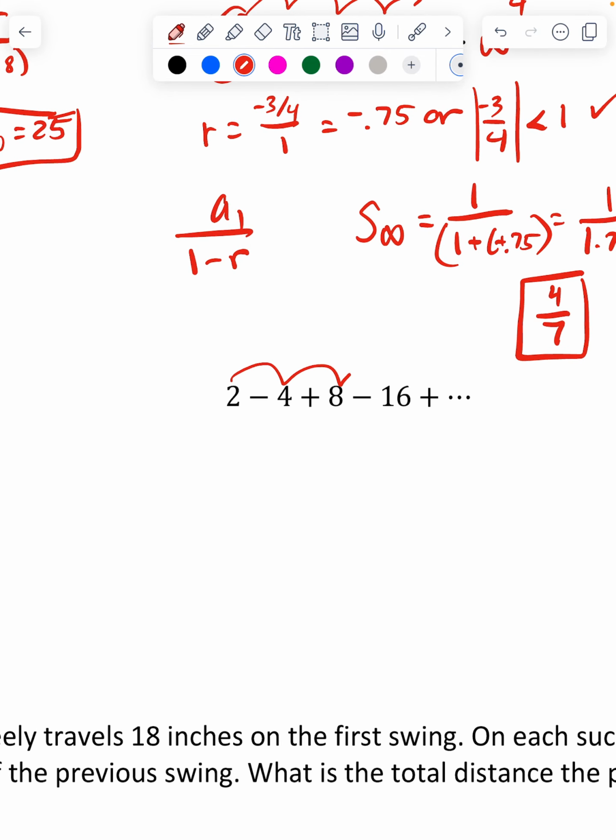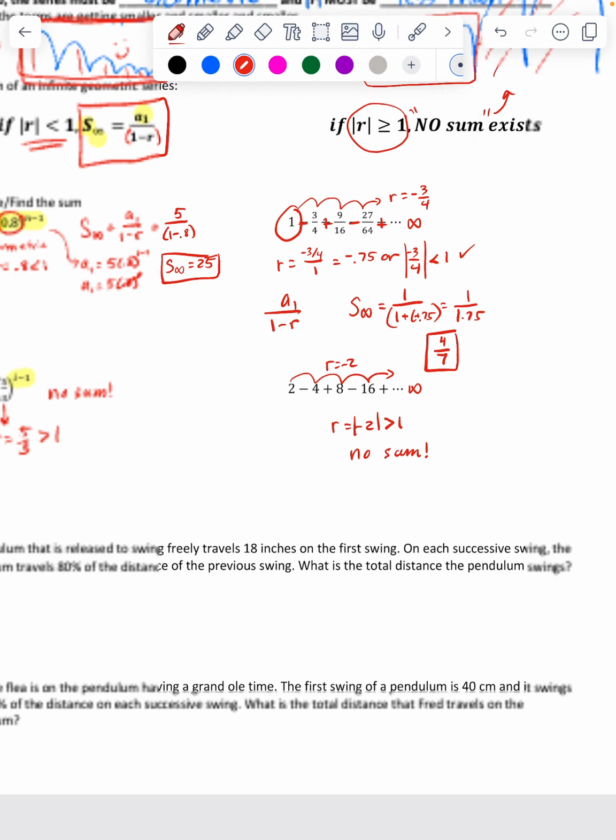Here, if I look and see what's going on, I can see it goes to infinity. My R is negative 2, so I can't add this one up either, because if R is negative 2, the absolute value of that is bigger than 1. So these numbers are also getting bigger and bigger, and I would have no sum that was a good enough estimate. Okay, so word problems.